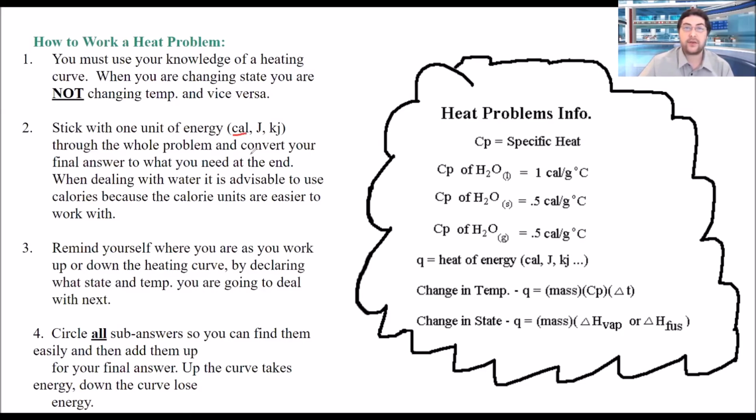I prefer us to use calories and then switch to joules at the end because water has really nice round numbers in calorie form, right? So it's like 1 or 0.5. That's way easier than using 4.184, which is the decimal number. So I like to do calories first and then convert to joules at the very end. Make sure that you are aware if you are working up or down that heat curve so that you can decide if the numbers are going to be positive or negative. And then you're going to add up all of your sub answers to get your final, total answer.